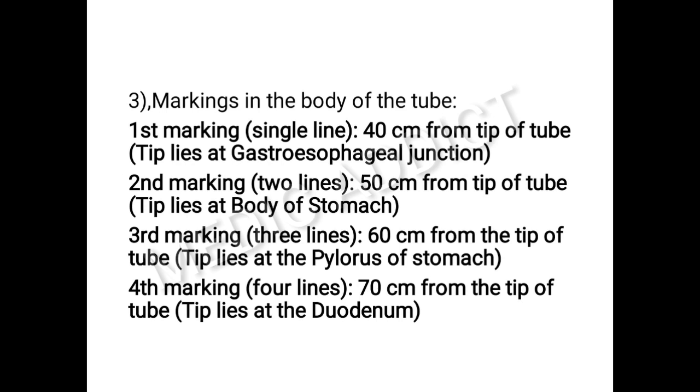The first marking is a single line, 40 centimeter from the tip, and it lies at the gastroesophageal junction. The second marking shows two lines, 50 centimeter from the tip, and it lies at the body of the stomach. The third marking, three lines, 60 centimeter from the tip of the tube, lies at the pylorus of the stomach. The fourth marking, 70 centimeter from the tip, lies at the duodenum.